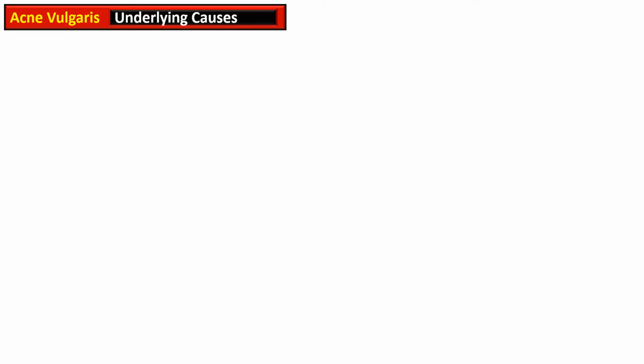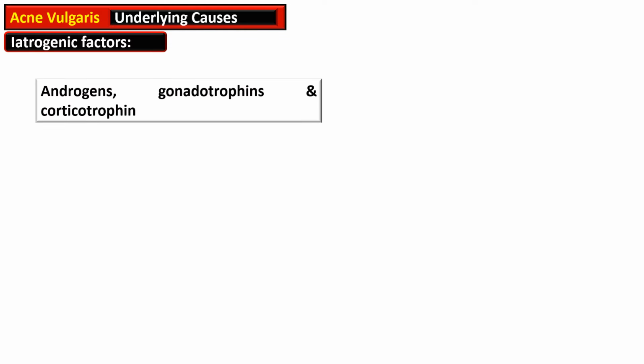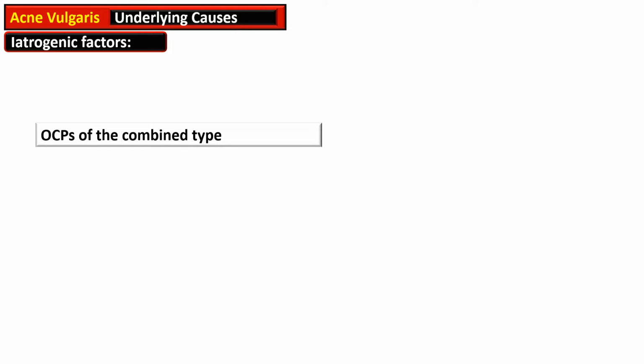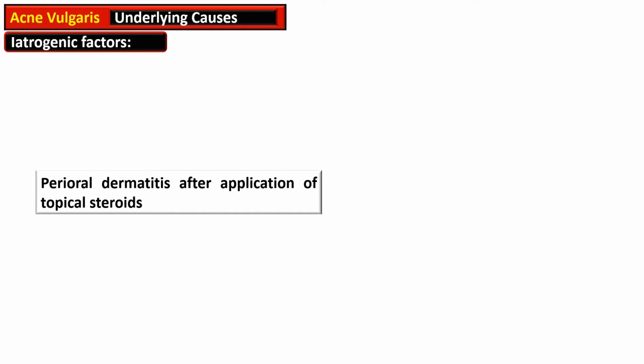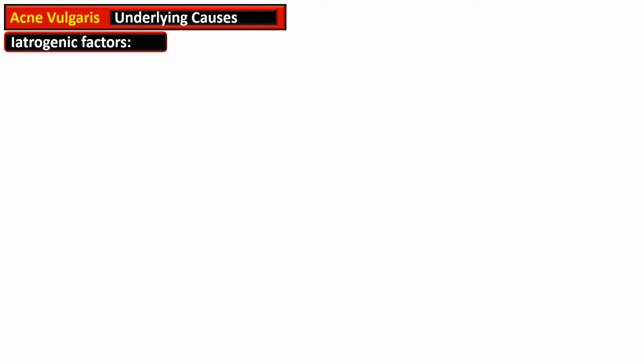Acne vulgaris is also associated with some iatrogenic factors. Both topical and systemic steroids can cause increased keratinization of the pilosebaceous duct. Androgen, gonadotropin, and corticotropin can induce acne in adolescents. Oral contraceptives of combined type and anti-epileptic drugs are also associated with acne. The oral contraceptives with high estrogen and low androgens are used to treat acne in women. Use of topical steroids may result in perioral dermatitis, this should be differentiated from acne as this is marked by papules and pustules and not by comedones.